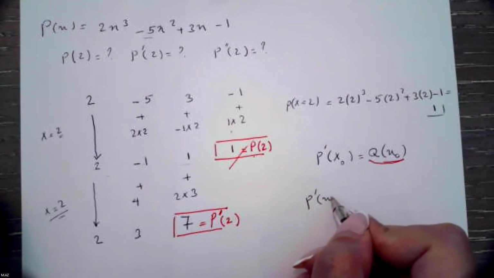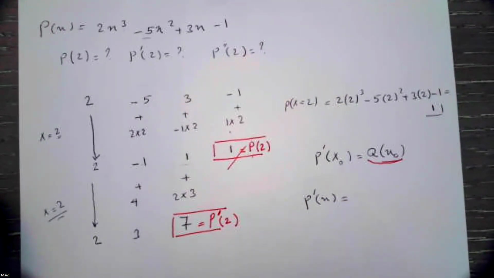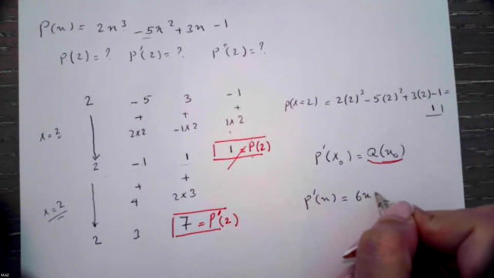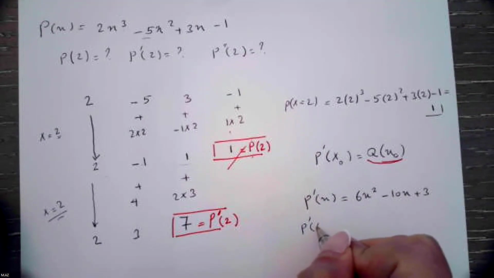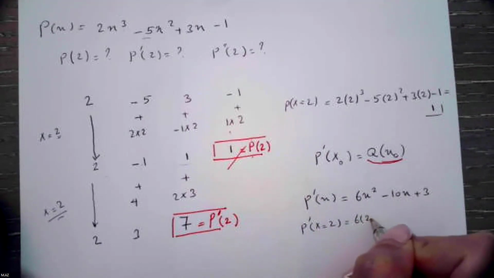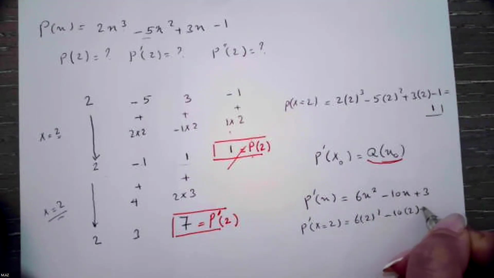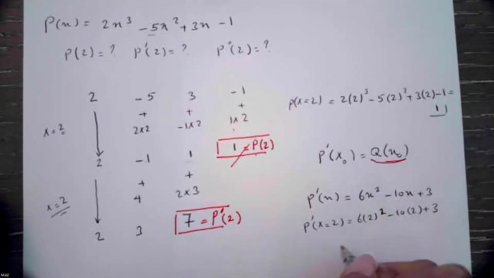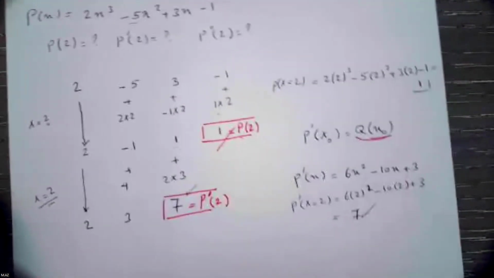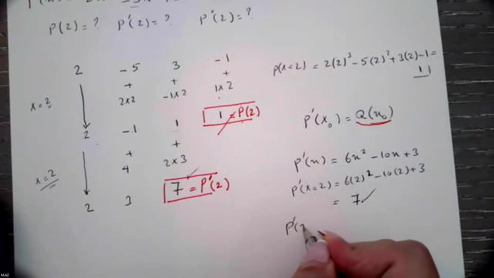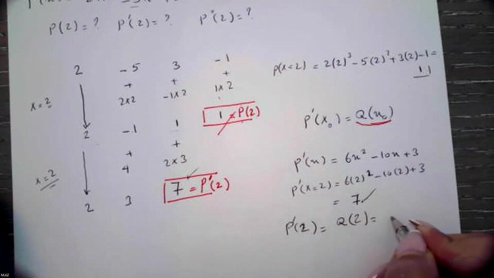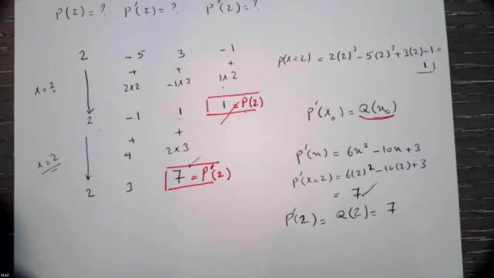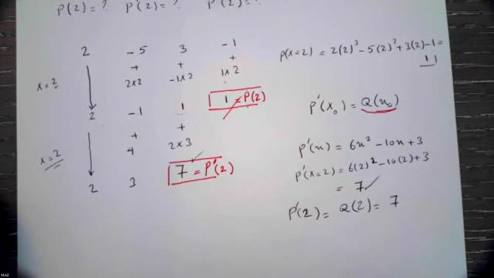The first derivative of this polynomial function is 6x squared minus 10x plus 3. If we evaluate at point 2, the value is 7. See? 7, 7. At 2 it is equal to 7. This is about the first derivative of the polynomial function.